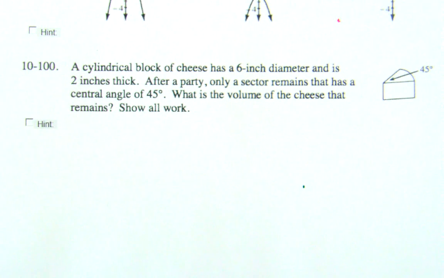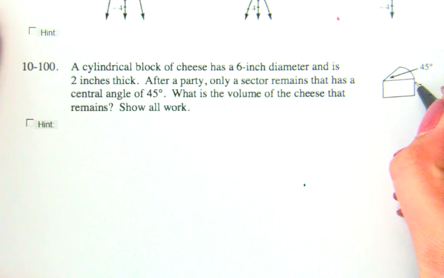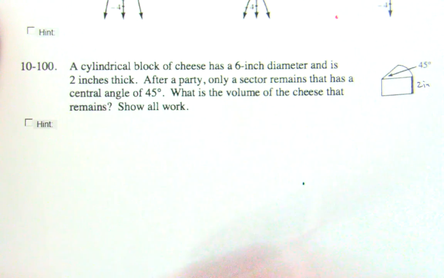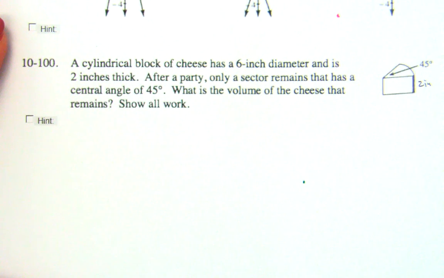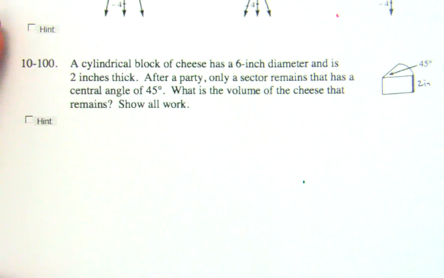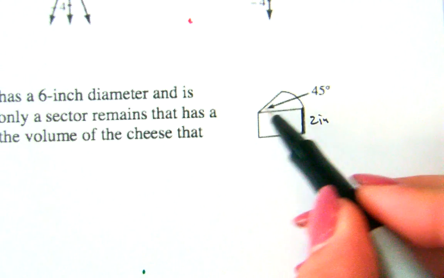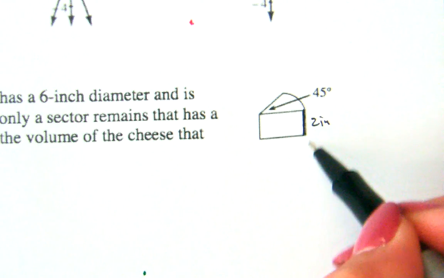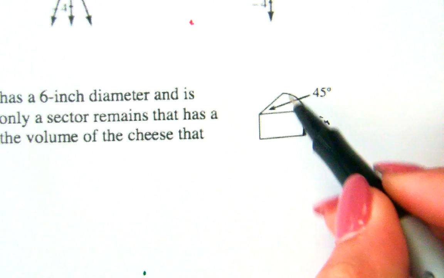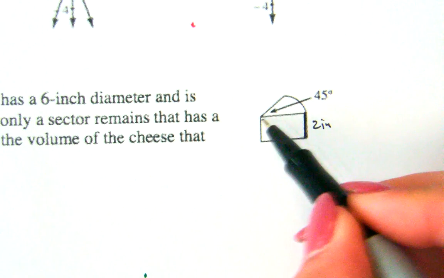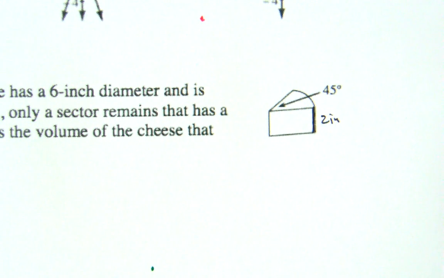100. A cylindrical block of cheese, oh my goodness, has a 6-inch diameter and is 2 inches thick. Okay, so we know I got a height of 2 inches then at least. After a party, only a sector remains that has a central angle of 45 degrees. What is the volume of the cheese that remains? Show all of your work. Oh, well, this is easy to do. Okay, well, if we can find the area of this block of cheese, just the top part, then we could just multiply by 2 inches, and that'll give us the volume of the whole thing. So if you find the area of the portion of it, then you should be okay.